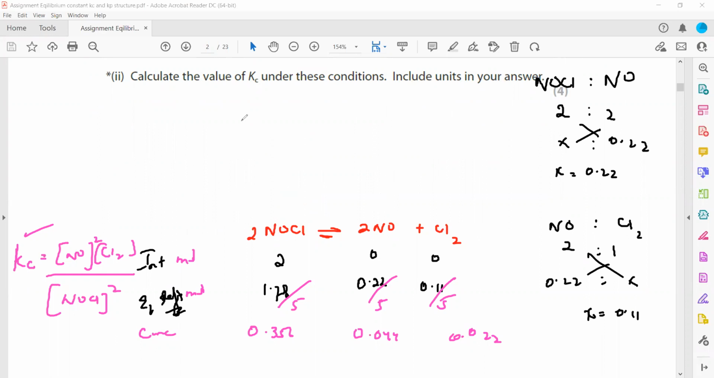So when we substitute in the final formula, the Kc, the concentration of NO, which is 0.044, raised to the power 2, the concentration of chlorine is 0.022, and the concentration of nitrosyl chloride 0.356, squared. And we just substitute the values to get the value for Kc.